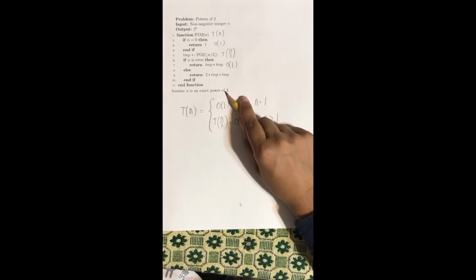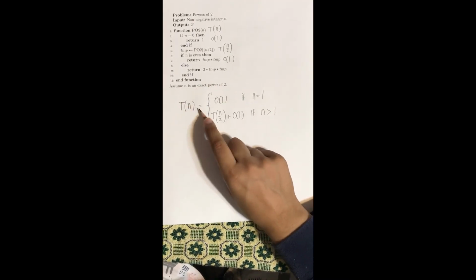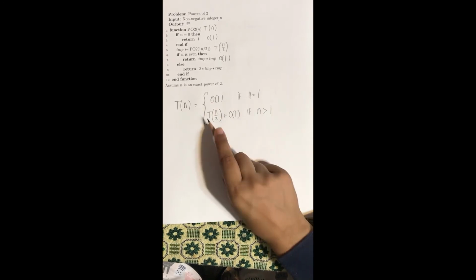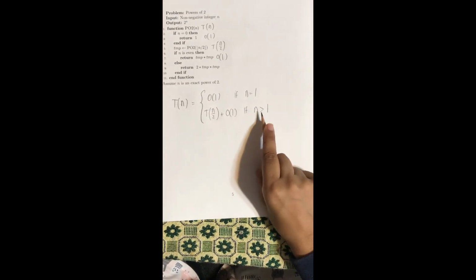For simplicity, let's assume that n is an exact power of 2 and continue on from here. T of n is equal to O of 1 if n equals 1, and is equal to t of n over 2 plus O of 1 if n is bigger than 1.